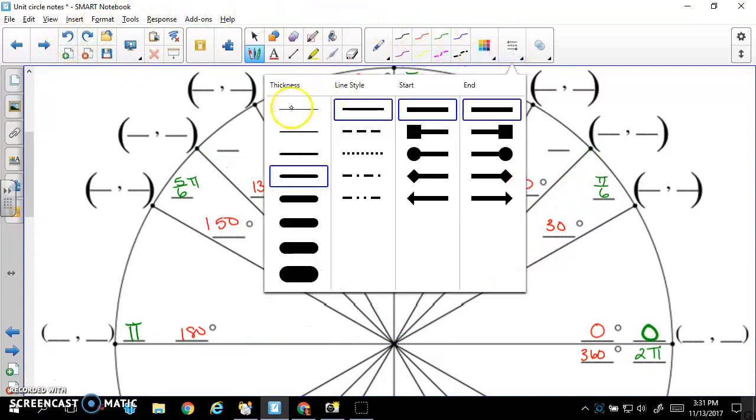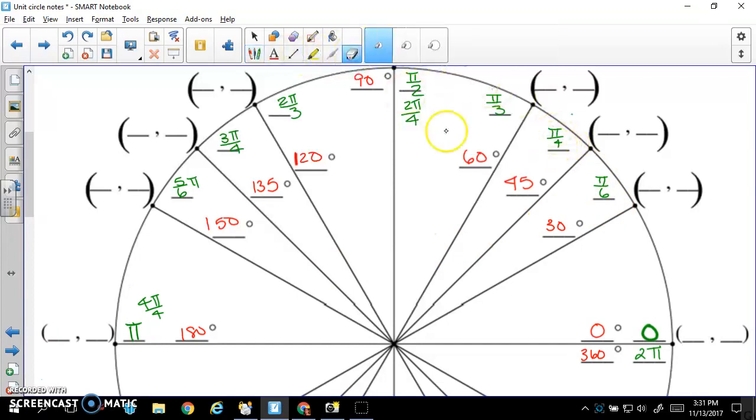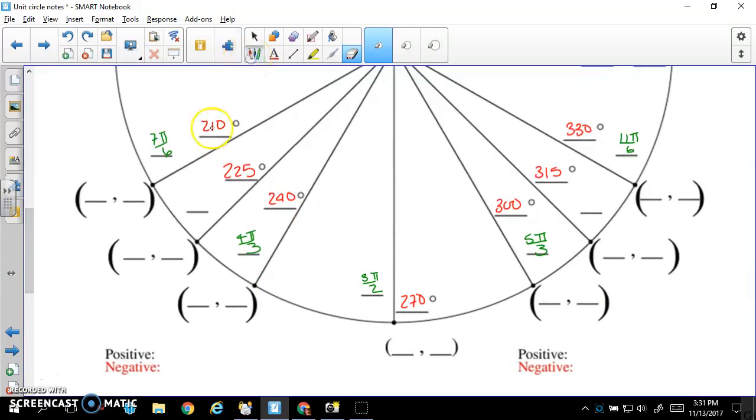So what I'm going to do now is if I'm taking pi and I'm dividing it up into 4 pieces, I have 1/4, 2/4, 3/4, and 4/4. So pi over 4, I can't reduce that. 2 pi over 4 reduces to pi over 2. Hey, we already had that. 3 pi over 4, I can't reduce that. And 4 pi over 4 reduces to pi. So I'm good there. So now let's try the bottom half here.